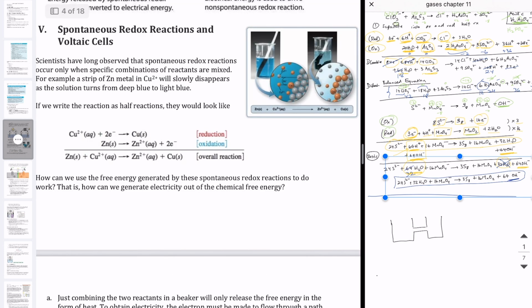So what we're going to spend most of our time talking about in this chapter is the voltaic cell. And so we're going to start by just discussing how we design a voltaic cell conceptually that would make it able to use that chemical energy to generate electricity.